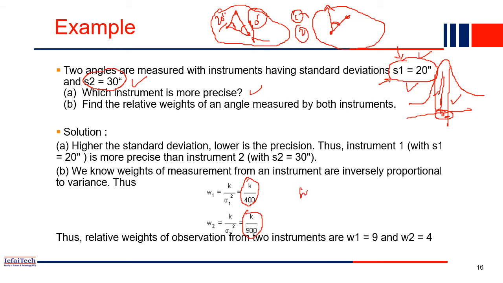Now you find the W1 by W2 ratio, which is nothing but K by 400 into 900 by K. If we just do it, the ratio we have taken, we'll have 9 is to 4. So W1 by W2 is equal to 9 is to 4. So W1 is 9 and W2 is 4. That's how we got the relative weight. Like that we can solve, and using the standard deviation basically we can compute the reliability.